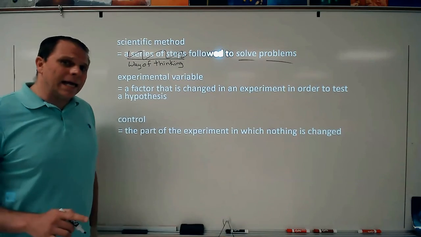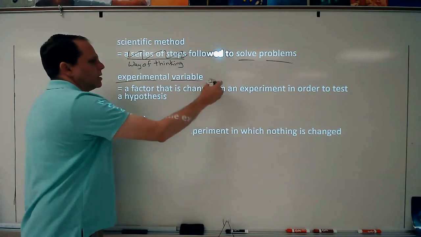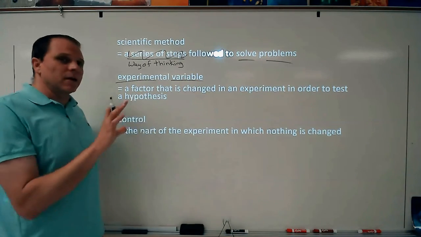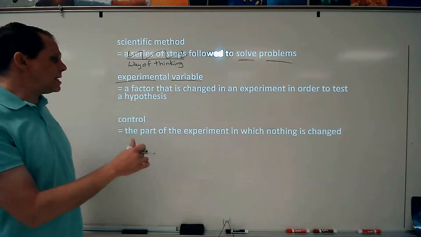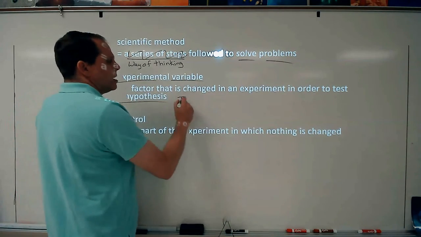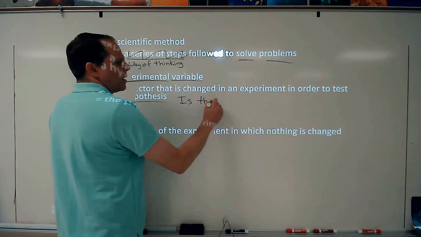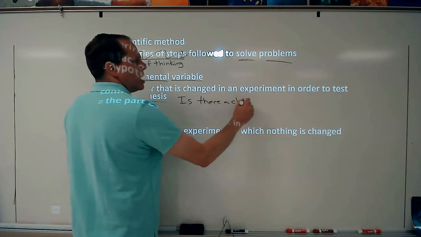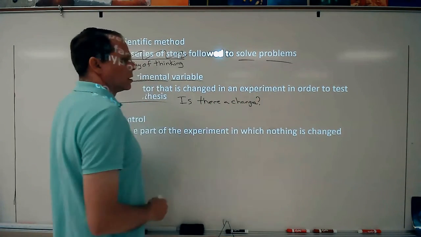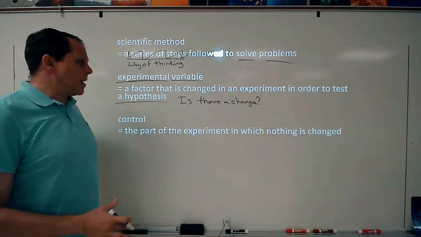Now, in an experiment, you are going to have something called an experimental variable. That experimental variable is going to be something that you're going to change to see if your hypothesis is correct. Is there a change? So when you introduce an experimental variable, you're trying to find out, is there a change in your data once you've actually done your experiment? That's the experimental variable.